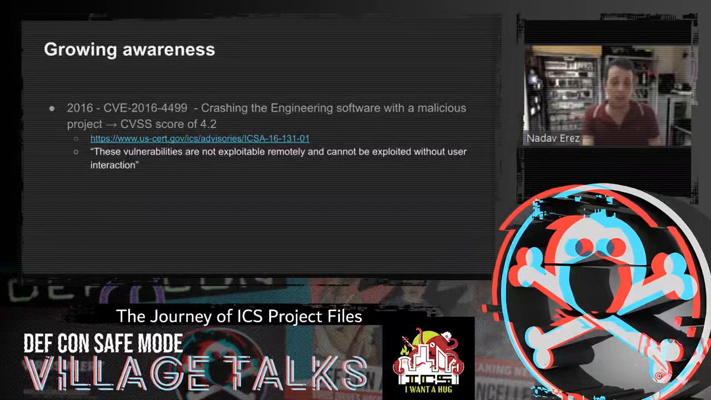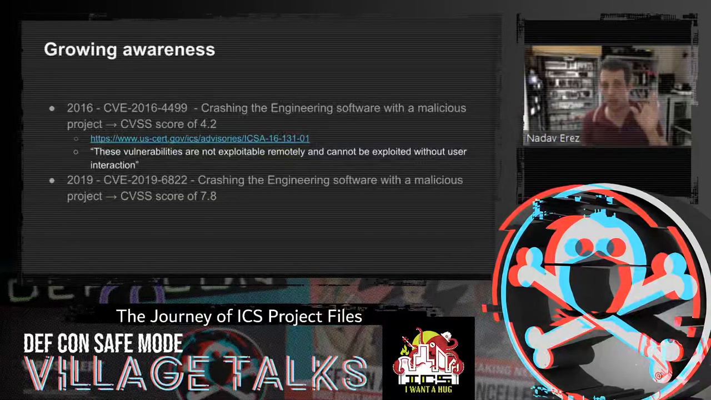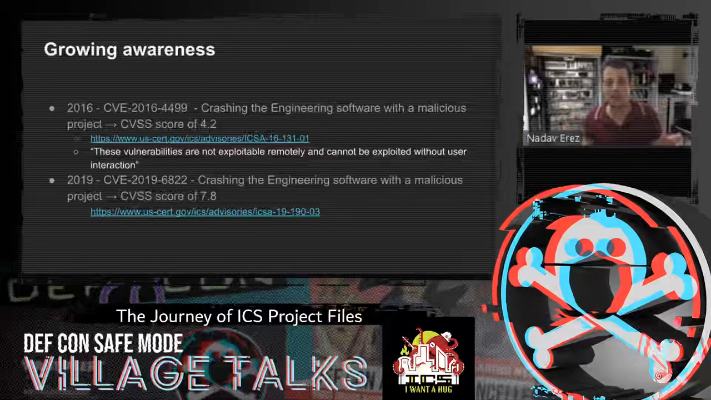The reason I'm saying at this time is because we can look at the same vulnerability, or a similar one, published in 2019. Again, when you double click a project file, the engineering software would crash. The meaning of the vulnerability is the same, but this time, 3 years later, it got a CVSS score of 7.8, which is a high score, and no disclaimer at all. So there is a growing understanding that these vulnerabilities, while not as sexy as protocol vulnerabilities and not as accessible as network vulnerabilities, are interesting and dangerous.